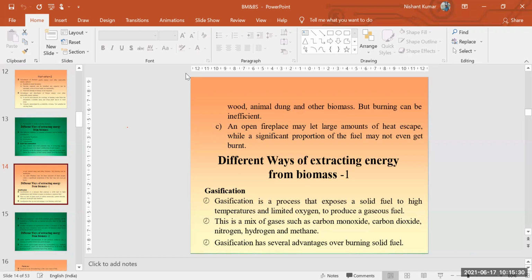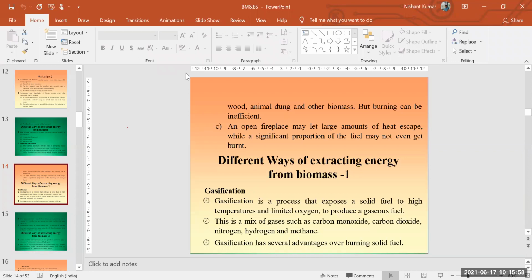And they are saying that burning can be inefficient. Yes, if you could see, when it has been burned, the efficiency of that burning is very low. For cooking, it is done in the open area, so a lot of energy is lost, or it is emitted into the atmosphere. So it is very less efficient.